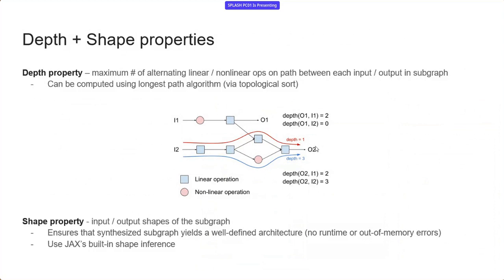The next property is the shape property, which tells you what the input and output shapes of the original subgraph were, and this is like a type signature. It's essentially just going to ensure that when we plug in the synthesized subgraph, it still gives us a well-defined computation. To infer this, we can just leverage the built-in shape inference of JAX, which is the underlying ML framework we use.